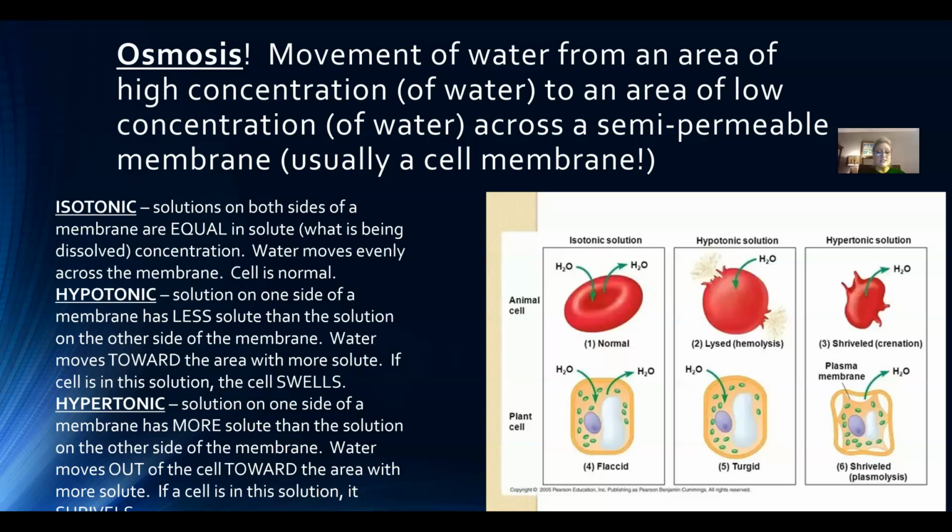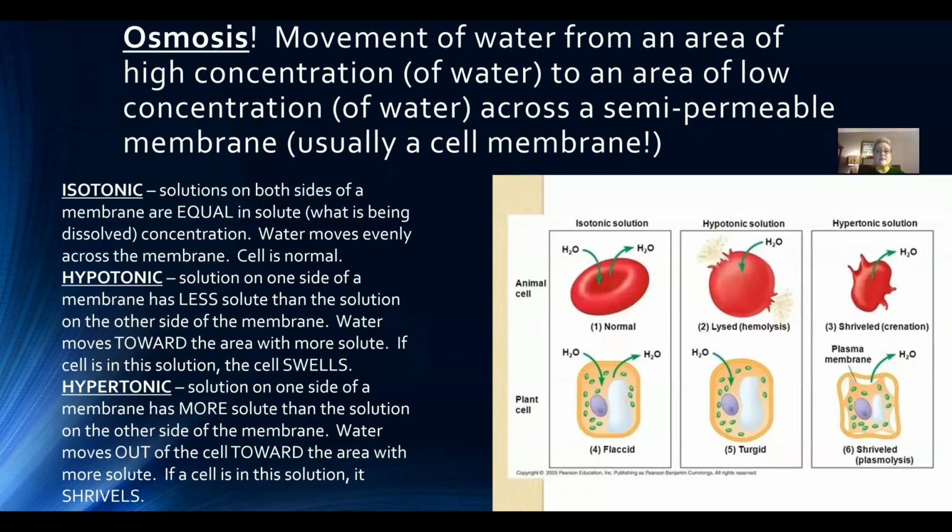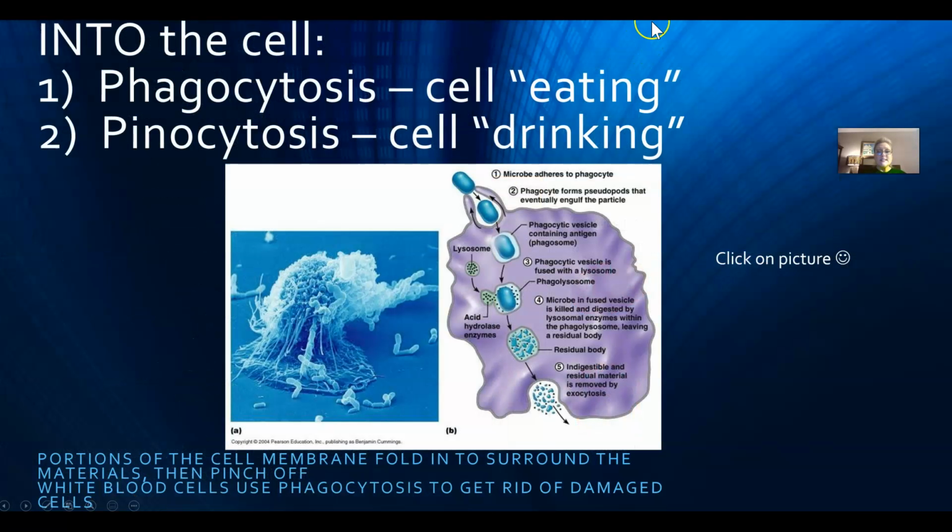In an isotonic solution, water flows into and out of the cell evenly. In a hypotonic solution, water flows into the cell because there is more water outside of the cell than inside of the cell. And in the hypertonic solution, there is more solute, so water is going to flow out of the cell. All right.